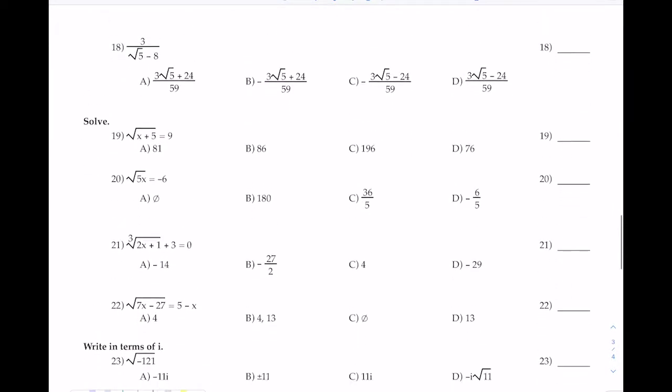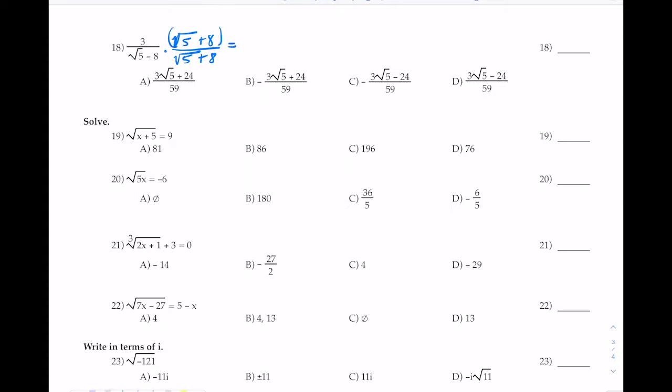Okay, number 18, again, I'm going to rationalize. This time I have to employ what are called the conjugates. So I'm going to take whatever my operation is there. In this case, I'm subtracting. So now I'm going to add. So I'm going to multiply by the square root of 5 plus 8 in the top and the bottom. Okay, because I'm multiplying by a 1 in disguise.